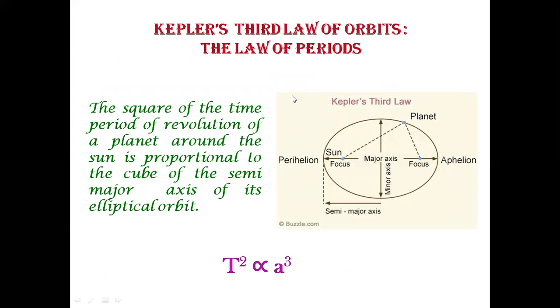Now the third law is the law of periods. It states that the square of the time period of revolution of a planet around the Sun is proportional to the cube of the semi-major axis of its elliptical orbit. As we said earlier, the major axis is 2a, so the semi-major axis, from this point to this point, is a, and the time period T square is proportional to a cube. So here is the third law.